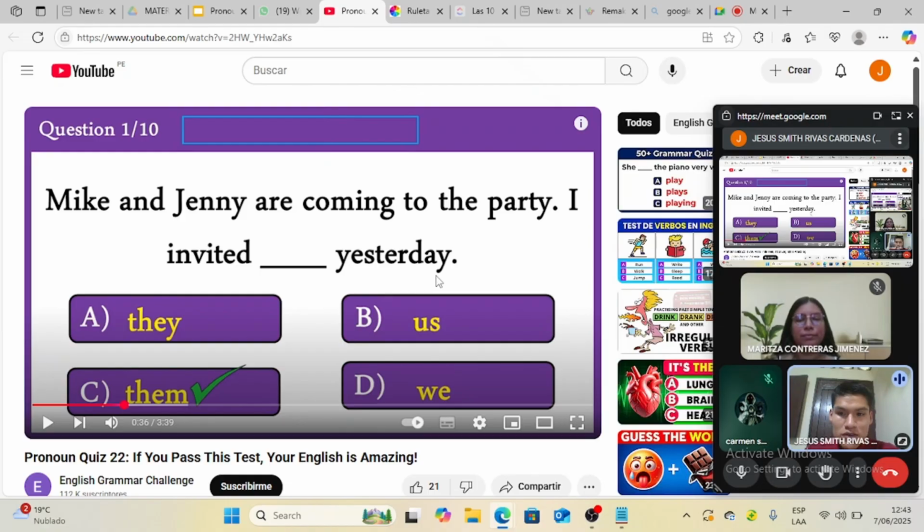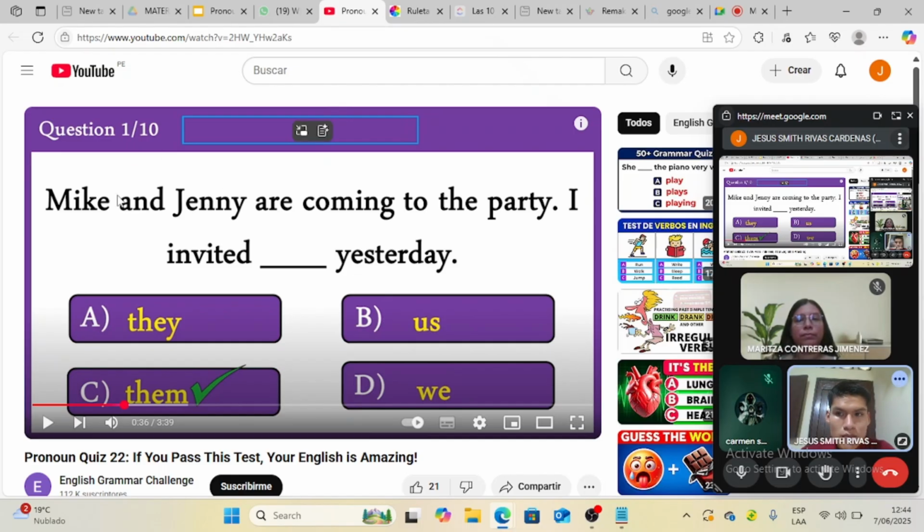In fact, we use them here because them comes after this verb, which is in past simple, invited. Them is an object pronoun and it receives the action of the verb, which is invited. So, y uso them para reemplazar a estos dos sujetos, Mike y Jenny, los cuales vendrían a ser they.